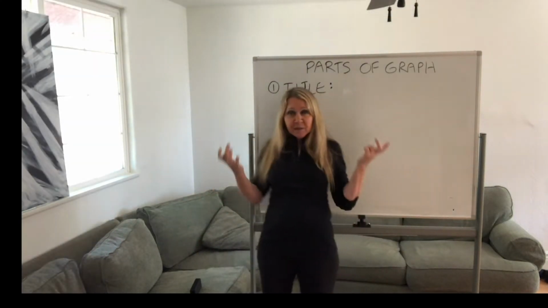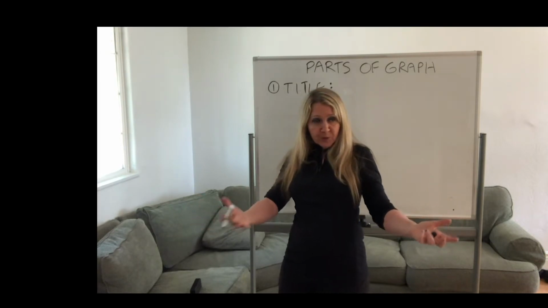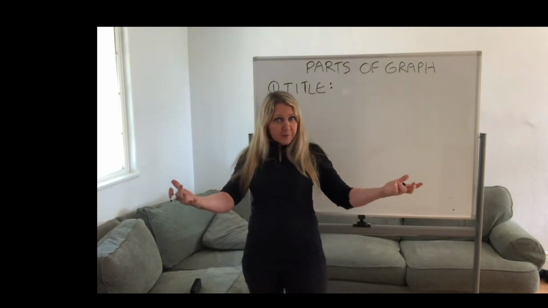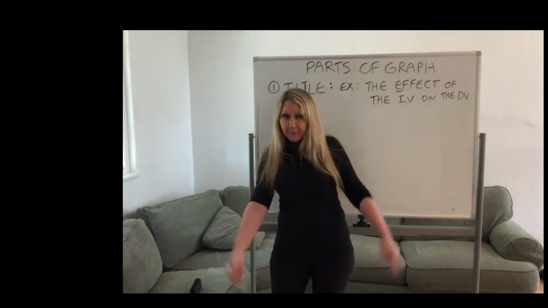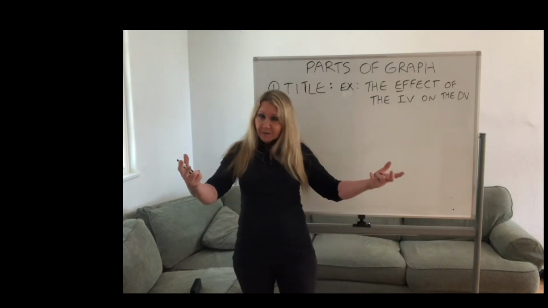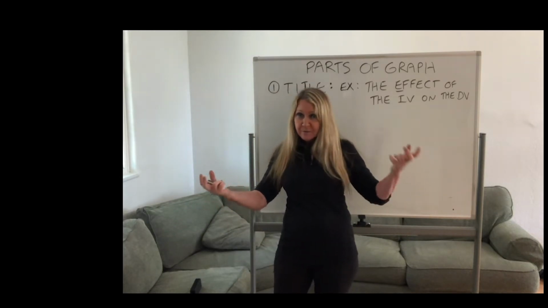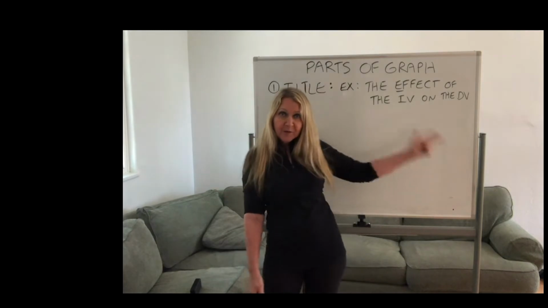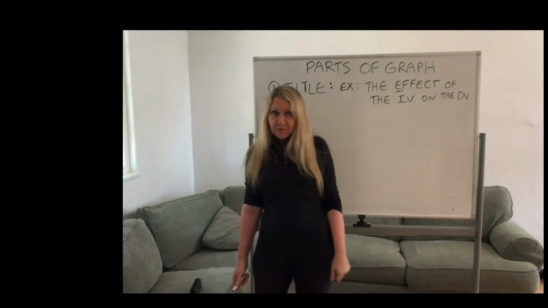The first thing is the title. The title of the graph should tell us what the graph is about. It should include the two variables, IV, DV. So it should be like the effect of the IV on the DV, or the relationship between the IV and DV. Effect of the wingspan of the plane on the distance it travels.